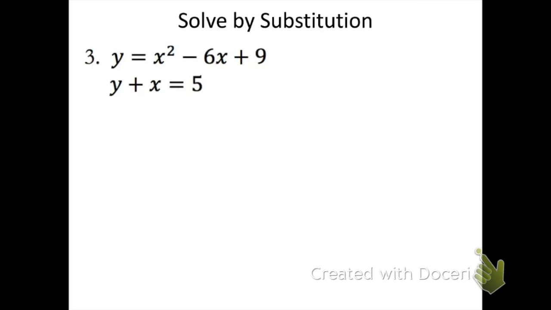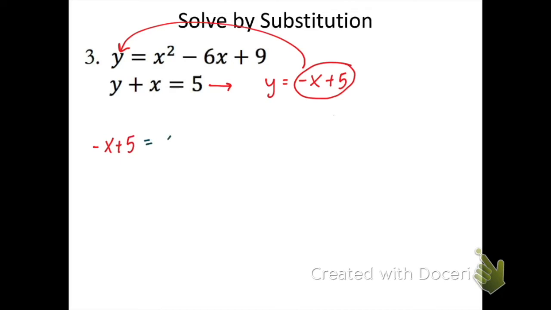Example 3, we're going to try the same process again. So let's take the bottom equation and solve for y, and then take what y equals, which is negative x plus 5, and plug it in for y in the other equation. Now I know I'm going to have a quadratic to solve because I have an x squared here, and I can tell it's going to be a trinomial that I'm going to need to factor. So I'm going to have 3 terms here.